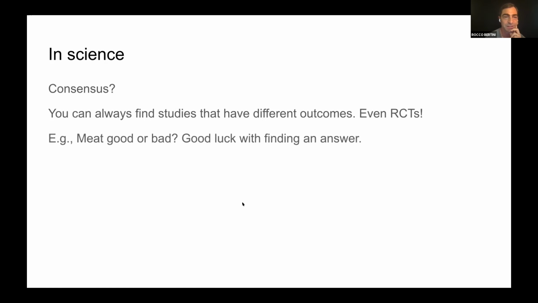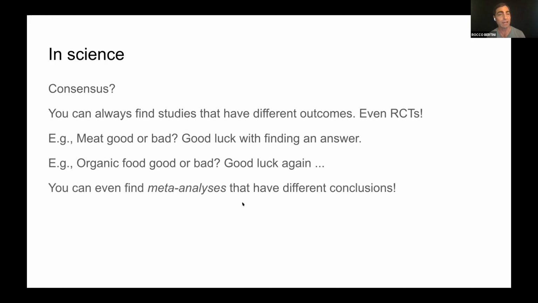For instance, some time ago, I wanted to understand whether meat is good or bad. Good luck with that. If you try, you'll find papers that say it's good and papers that say it's bad. Organic food, is it good or bad? Good luck with that again. I think it's very complicated. The question itself is not even well posed.